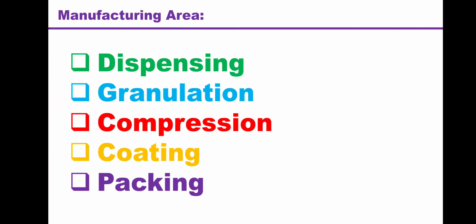Site master file also contains the details of manufacturing area. Suppose if you are talking about the tablet manufacturing area, the dispensing, granulation, compression, coating and packing, these are the stages coming under tablet manufacturing site. So that particular site master file contains the brief about all the stages so that auditors will come to know which are the stages we are following, which are the dosage forms, then which are the SOPs we are following, which are the systems we are following.